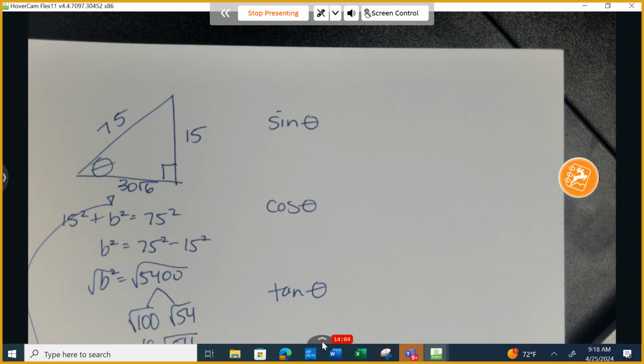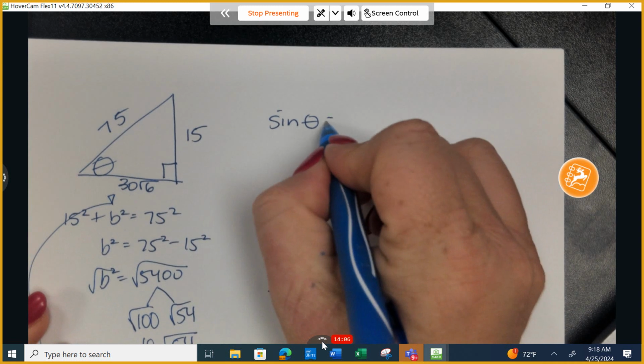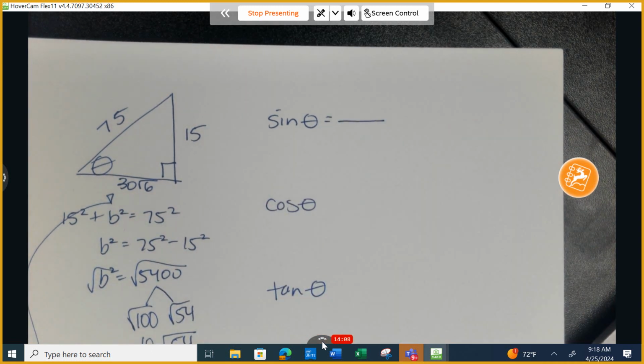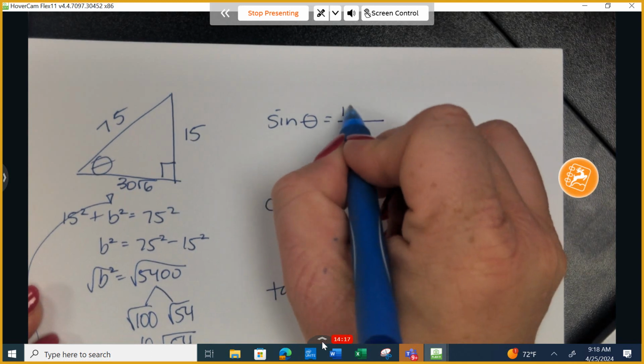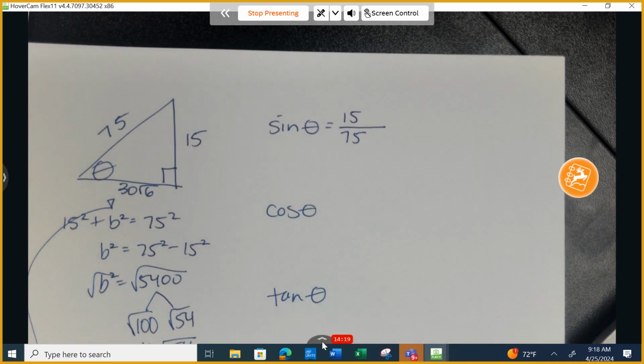Let's get started with the sine. Christian, can you give me a ratio? It does not have to be in simplified form. Can you give me the ratio that describes the sine of this angle? 15 over 75. He chose the opposite over the hypotenuse.